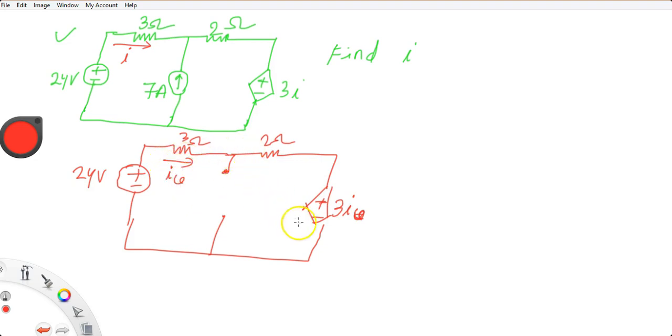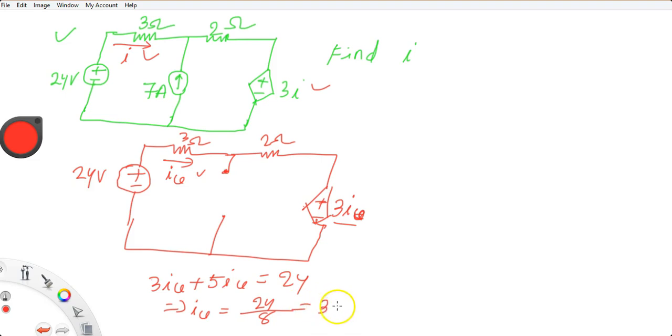I' because we are considering only the voltage source. Every time, you will not change the reference current associated with the dependent voltage source. So here the current was I, so 3I. Here the current is I', so 3I'. KVL around the loop, because only one loop is here. So you will get 3I' plus, because 3 ohm 2 ohm, that is 5I', which is 24. So you will get I', the current due to the voltage source, 24 upon 8, that is 3 ampere.